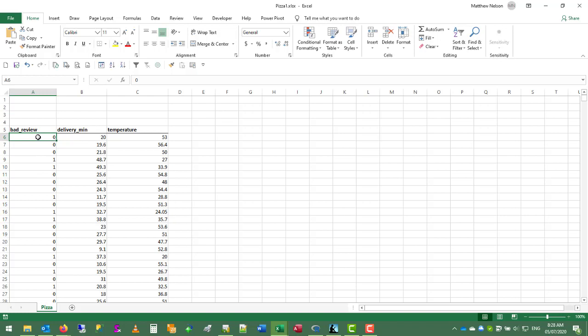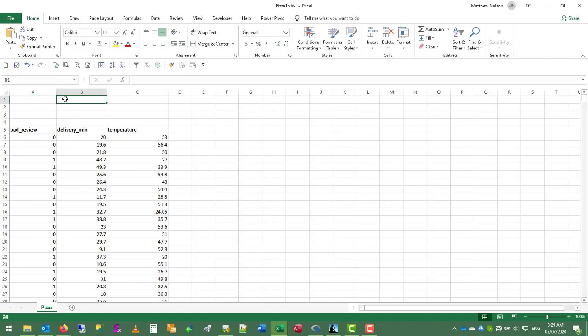So how do we answer the question, what is the probability that a customer will leave a bad review based on the delivery time and temperature? To perform that analysis, we need to make a model using logistic regression. It's logistic because it follows the logistic function, which is a sigmoid distribution of probabilities, or an S-curve.